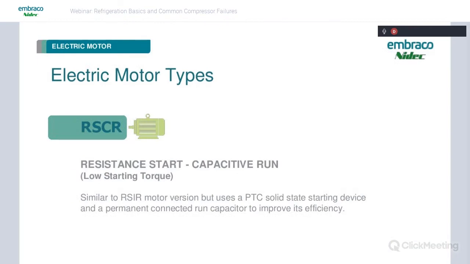Then we have the RSCR, so it's resistive start, so no start capacitor, but capacitive run. So we have an added run capacitor, and this motor is still low starting torque, but it has an added run capacitor giving it a higher running torque. Basically, they're giving that motor higher running efficiency. This is probably one of the more common motors you'll see in residential refrigerators now, because of that added efficiency of the run capacitor.